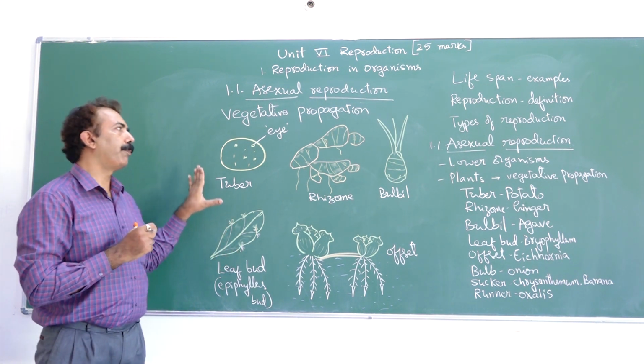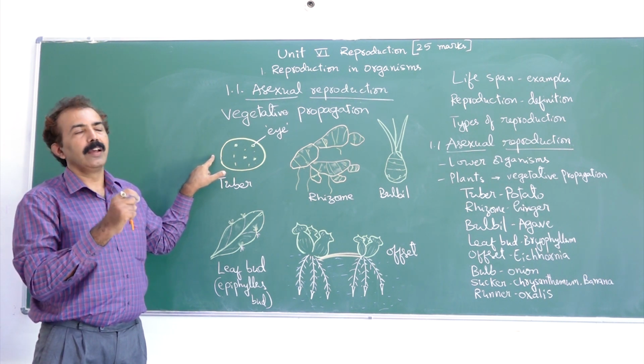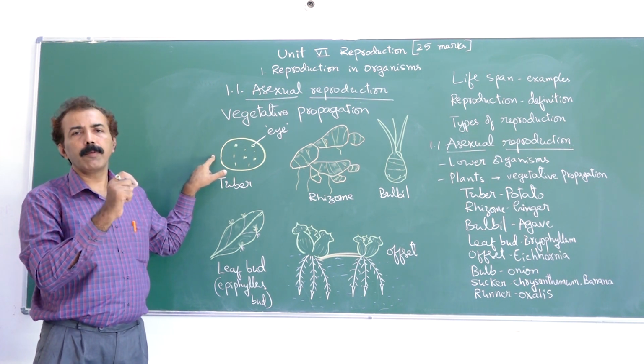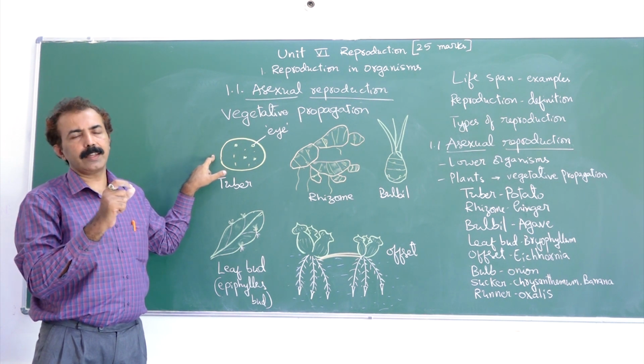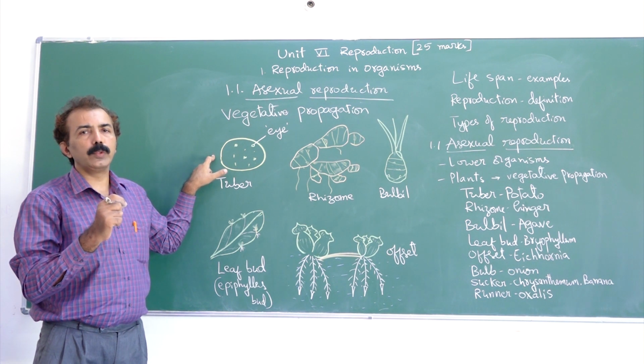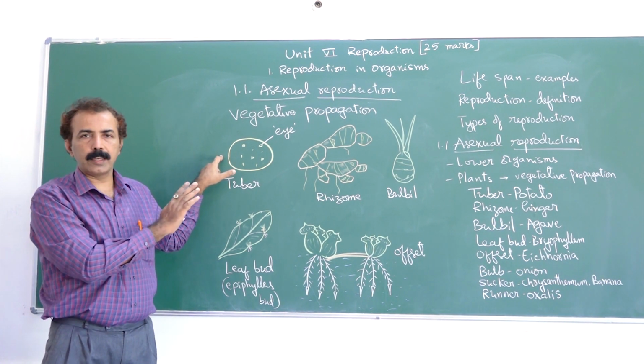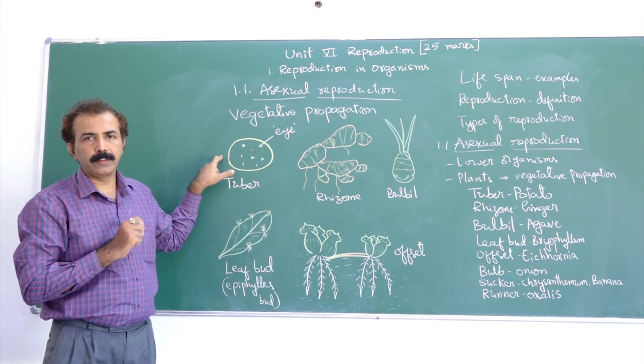Mostly, these vegetative propagules, the unit that is involved in reproduction, are some stem modification. The stem modifies into a special unit and we call them propagules. And there are a good number of examples. I have quoted some here. Let me explain them one by one.